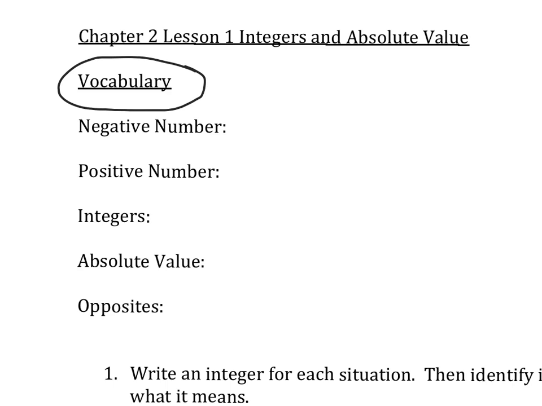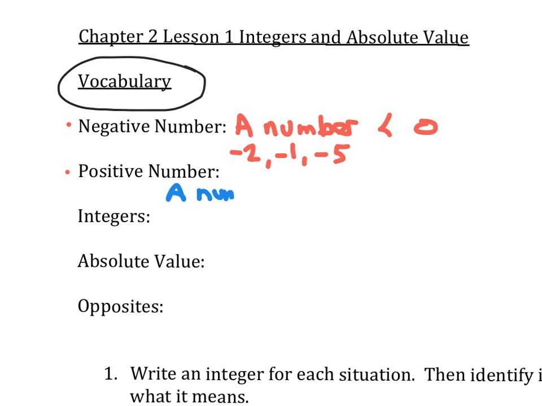First thing is that we need to define a negative and a positive number. A negative number is a number less than 0. So that's going to be something like -2, -1, -5. Those are all negative numbers. A positive number is something you probably already know very well. A number greater than 0, and those are really easy to come up with, like 2, 5, 1,000.